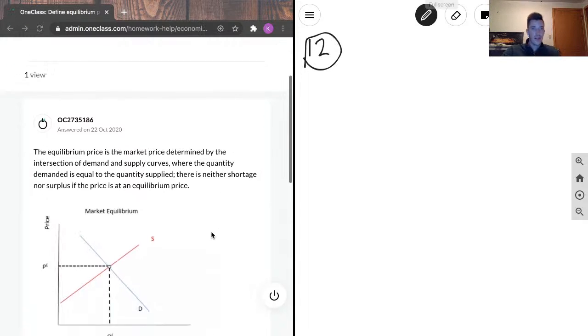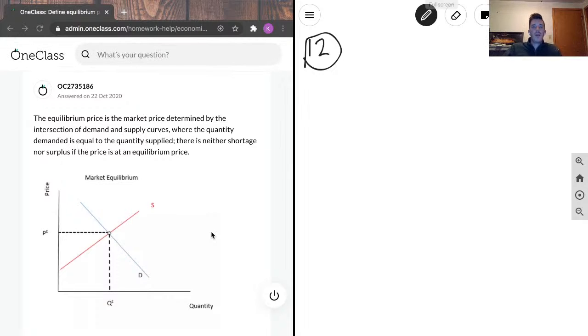Define equilibrium price. The equilibrium price is the market price determined by the intersection of demand and supply curves, where the quantity demanded is equal to the quantity supplied. There is neither shortage nor surplus if the price is at an equilibrium price.